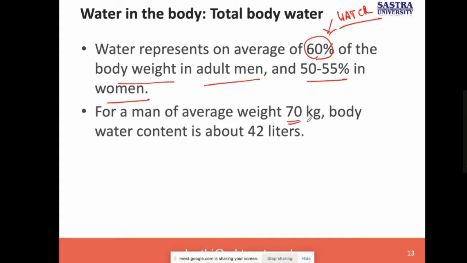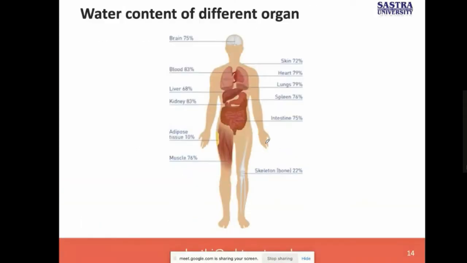So as I said, for a 70 kg man, the total water content is 42 liters. Now you have to think, right? 42 liters of water is present in the body of a 70 kg man. So we are mainly made up of water. This water is distributed in different compartments, right? If we want to understand the distribution process clearly, we have to understand how this water is distributed in our body, right? So this is a very important image that shows the water content of different organs.